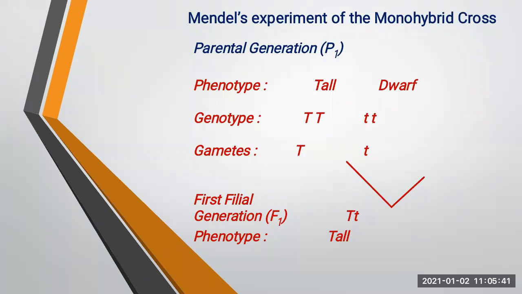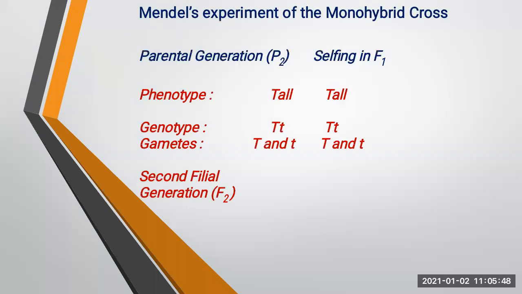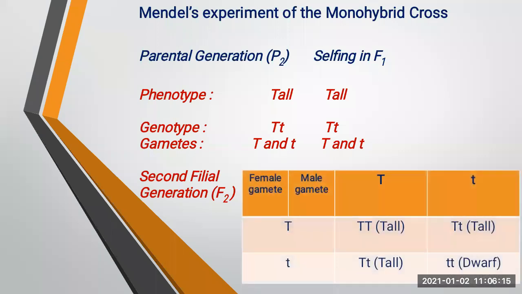Right? So then what he has done is, he has taken the next parental generation. So again he has taken the tall plants of the first filial generation with the gametes capital T, small t, capital T and small t. So both the tall plants were there with heterozygous genotypes. Then he has done a cross. Now you can see this table which has appeared.